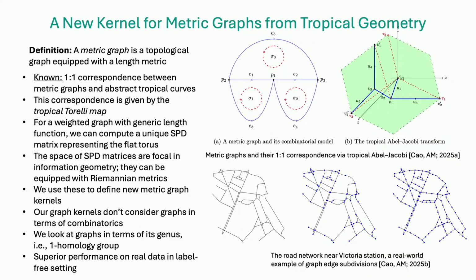So we don't consider graphs in terms of combinatorics. We look at its genus, and when you do it this way, it turns out that the computation is very fast. There are two things to be careful about here, though. It only works on real data in the label-free setting, because this is basically what we get from the tropical construction. I think there might be ways around to get to adding labels if you wanted to, but it's a hard problem and requires a lot of thinking.